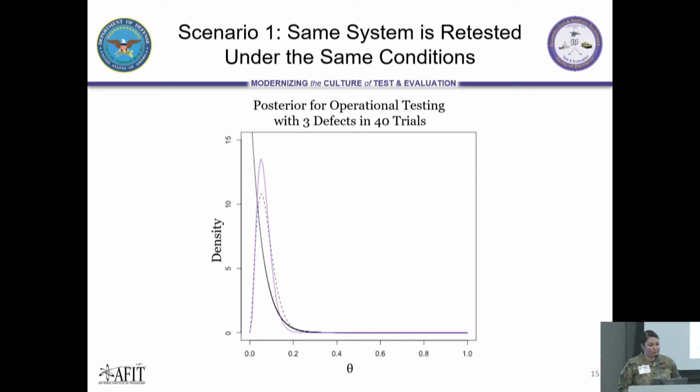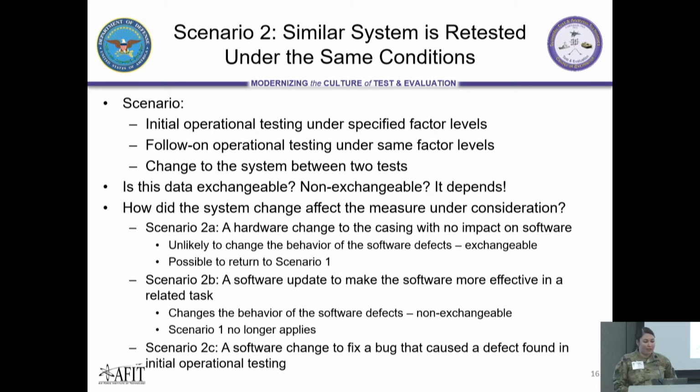So now let's consider a similar test is retested under the same conditions. So a similar test meaning that between integrated testing and operational testing, something changed in the system. And now we have to think, is this data exchangeable or not? Is it the same or not? Well, if I just change the hardware, and that isn't going to change how the software works, then I'm probably back in scenario 1, where to answer that specific question, I can still use the previous data for that question, because it all comes down to what is the parameter I'm trying to estimate.